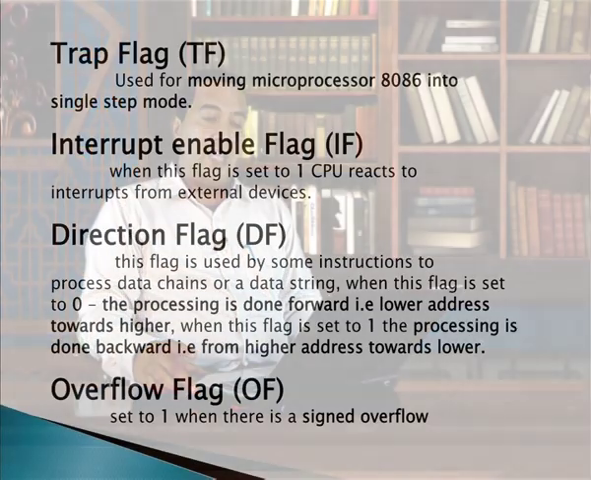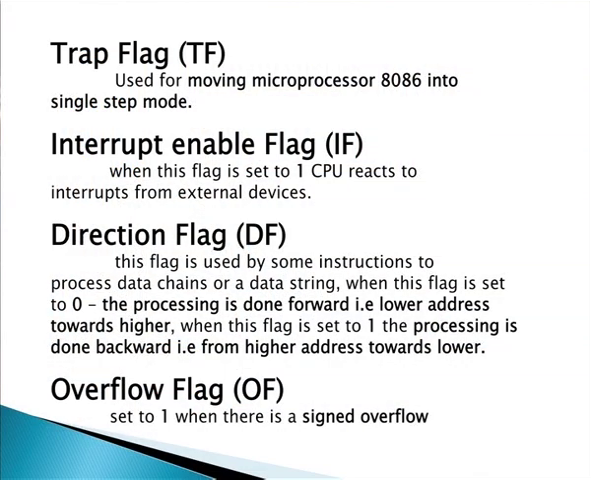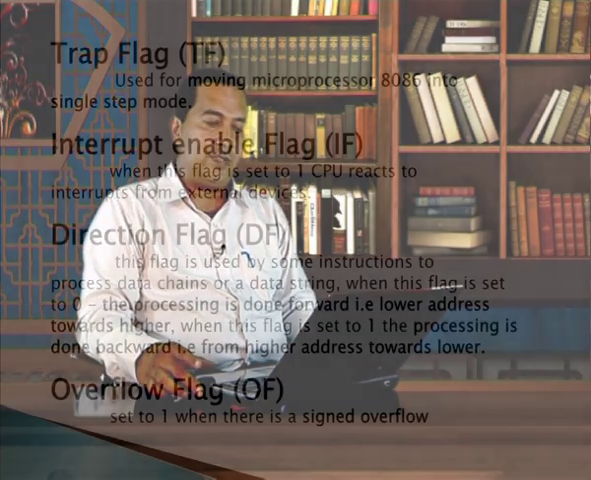Now, if the direction flag is set to 0, the processing is done in the forward direction, that is, we will start with the lower address and then we will move towards the higher address. Similarly, if the direction flag is set to 1, then the string is processed in the backward direction, that is, we will start from the higher address and then we will move towards the lower address.